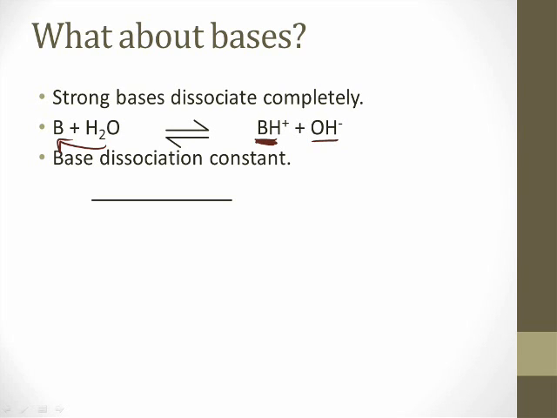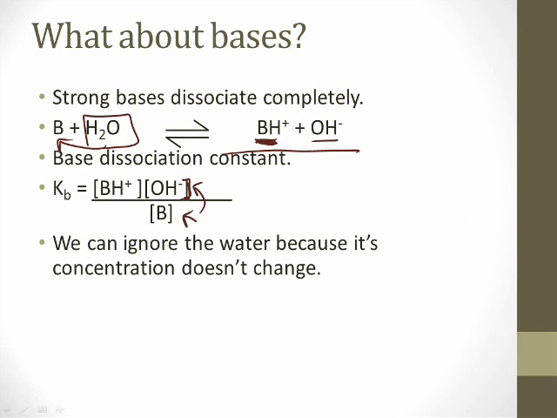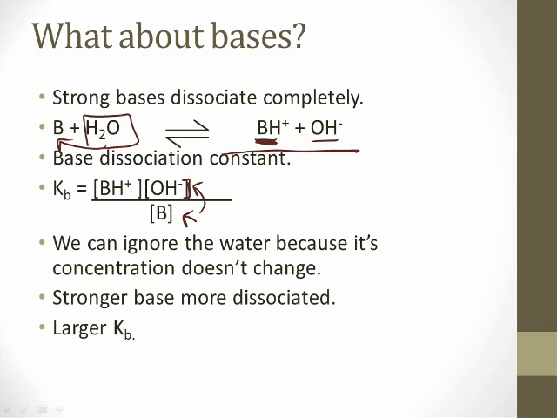So the base dissociation constant is exactly like the acid dissociation constant, except it's with hydroxide. So notice that here, we're not putting water into the formula. We're just keeping the products on top and the reactant on the bottom. Did that base break down completely to its components? Again, we can ignore the water because its concentration does not change. Stronger bases dissociate more. A larger Kb, of course, will equal a stronger base. The same concept as with the acids, because we'll have more product. If the base grabs that proton, that means there's more dissociation, there's more product. It's a larger K.